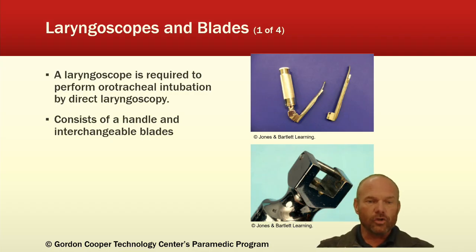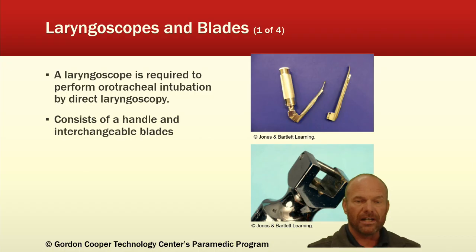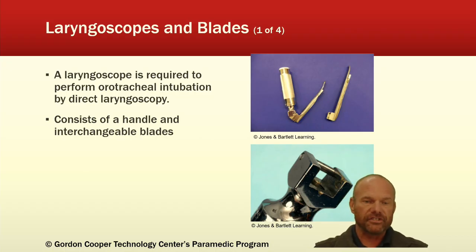So the blades: straight blade versus curved blade. We're talking about a Miller versus a Mac. The straight blade is a Miller, designed to lift the epiglottis directly, providing a clear view of the vocal cords. It's often used in pediatric patients or those with an anterior airway. And then a curved blade fits into the vallecula. Remember, that's the space between the base of the tongue and the epiglottis, to indirectly lift the epiglottis. That's commonly used in adult patients.